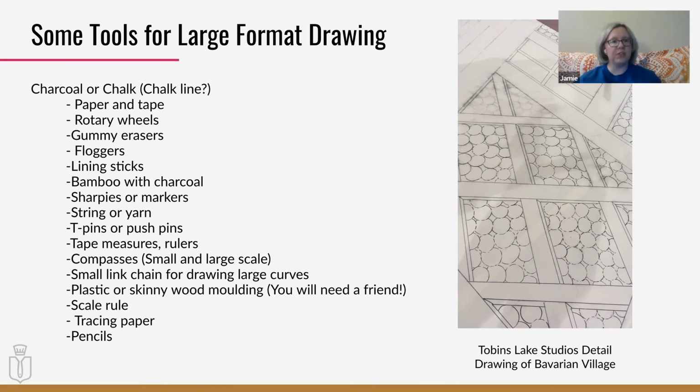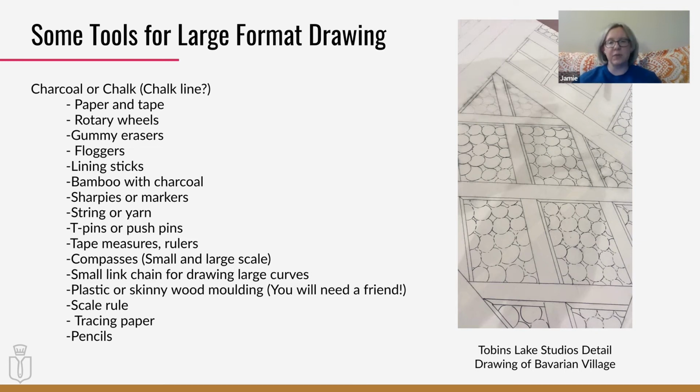So some tools for large format drawing, as we've talked about: paper and tape, rotary wheels, chalk or chalk line. Gummy erasers can be useful sometimes if you really need to get some schmutz off the drop. It can be really helpful just to take up dirt and things like that. Floggers are good for erasing. The lining sticks we talked about. Bamboo is also good with charcoal, not just paintbrushes.